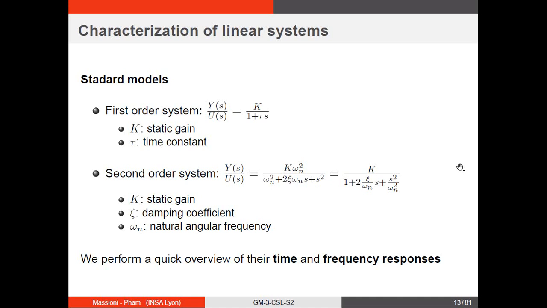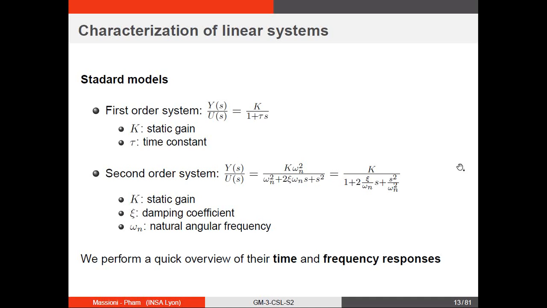Because of the properties of polynomials, the transfer functions are just a ratio between polynomials. Every polynomial can be reduced into products of second order terms and first order terms. So basically you can assume that any system is a combination of first and second order systems. That's why it's interesting to have a look at them.